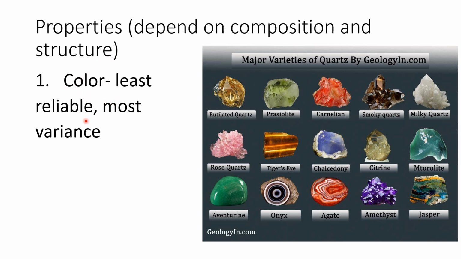This is really the least reliable property to use when trying to identify minerals because there can be such extreme variance just within one mineral type. So for example, these are all different pieces of quartz, so you can see that it would be almost impossible to identify one of these as quartz just by looking at the color, because you can see there's teal, purple, red, pink, green, kind of brown and stripy. So again, color not very useful for identifying minerals.